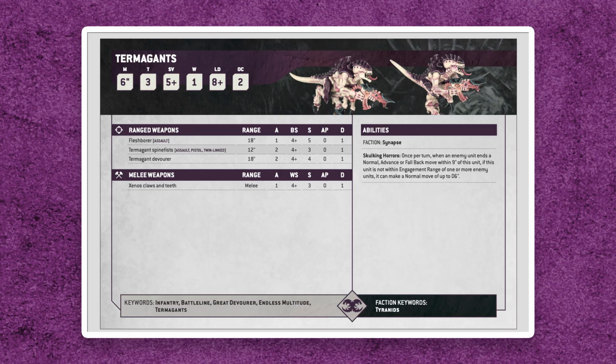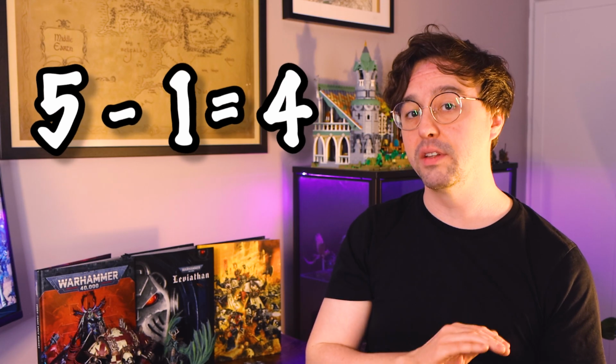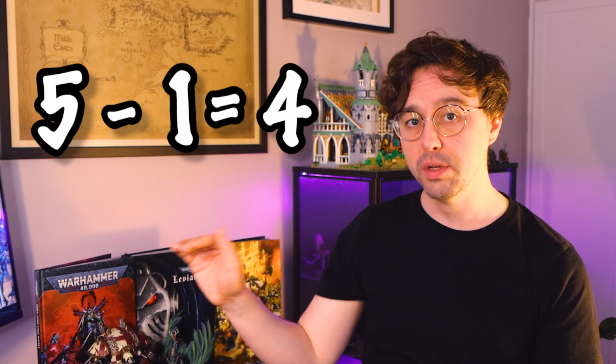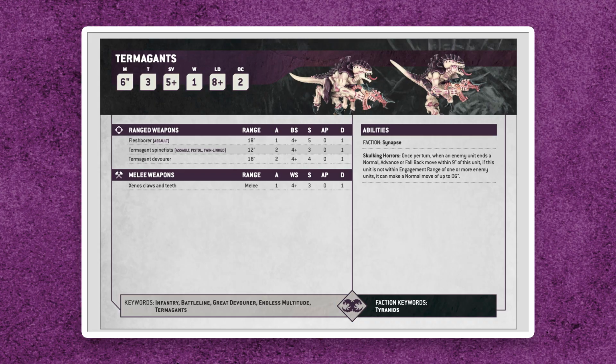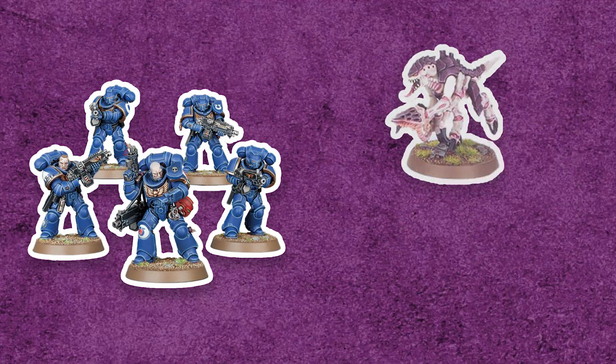So despite rolling two 5s, which would have saved the Tyranids, these have now been reduced to a 4, meaning that the Termagants will suffer 4 wounds, 1 from each of the failed saves with a damage value of 1. As the Termagants only have a wound of 1, 4 of the bugs have been eliminated.